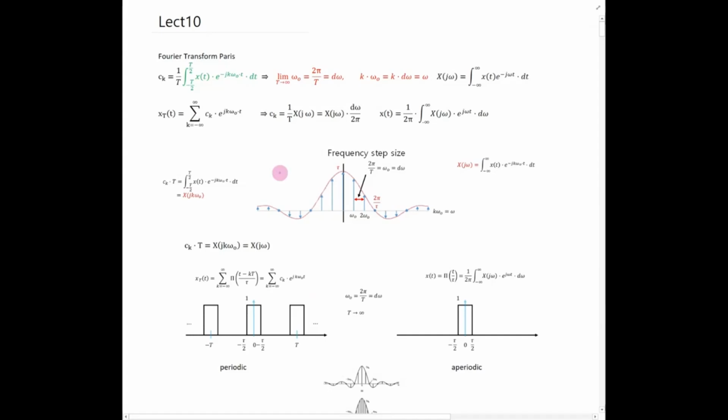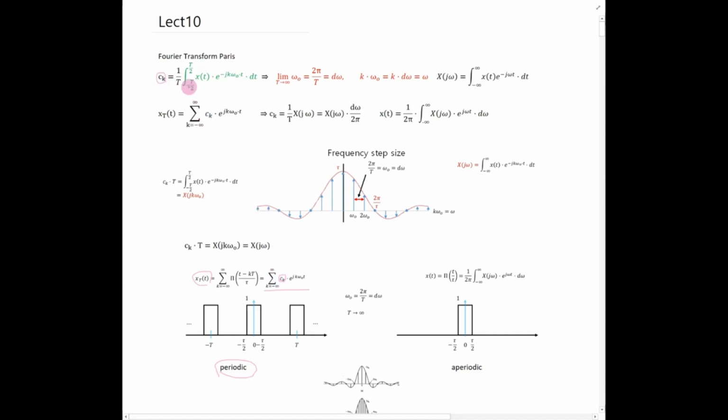Today we will study the relationship between the Fourier series expansion and the Fourier transform. So firstly, consider this periodic signal. Any periodic signal can be expanded by the Fourier series. Here, Ck is called the Fourier series coefficient, and Ck is defined by these equations.